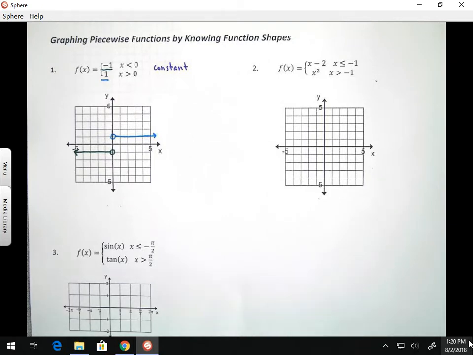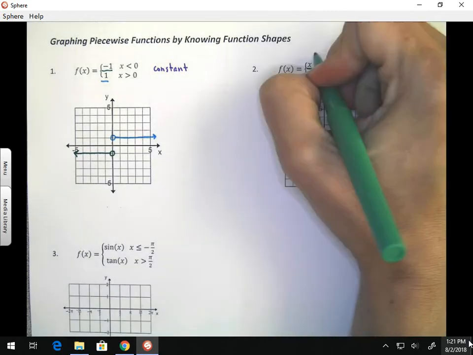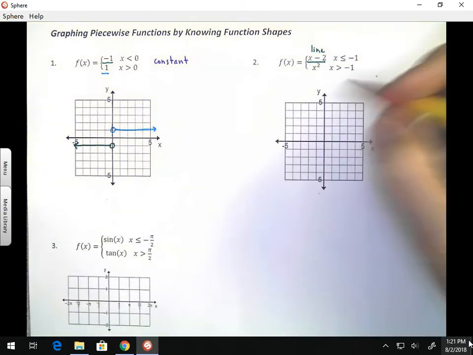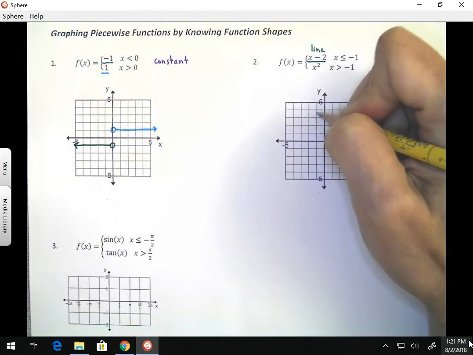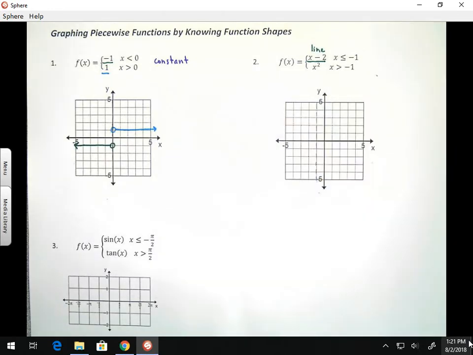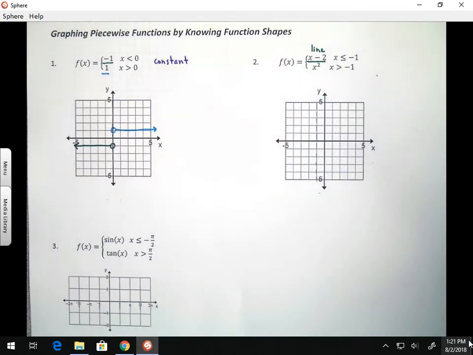For our next one, we're going to have two different parts here. I know my first part is going to be a line. And now my breaking point here is at -1. So I know this is a line with a slope of 1 and a y-intercept of -2.